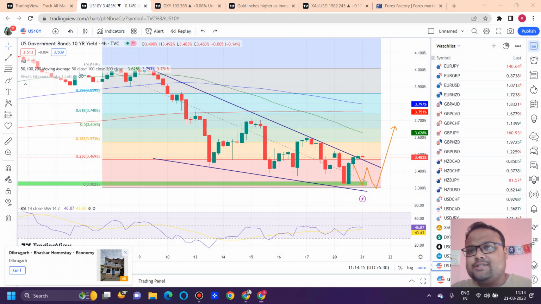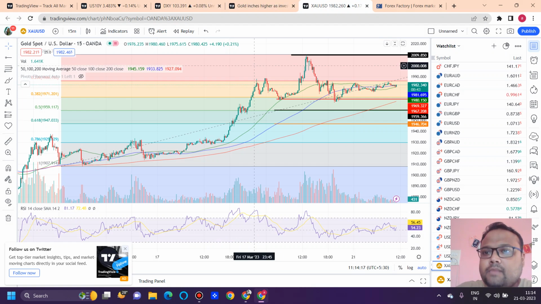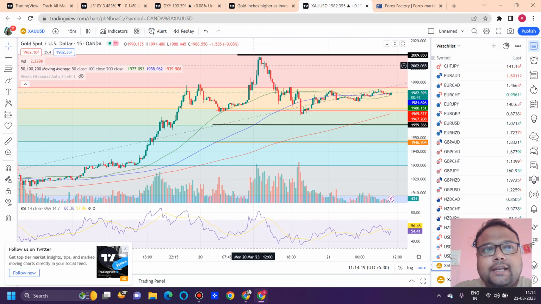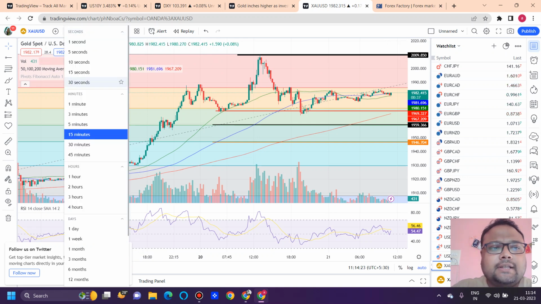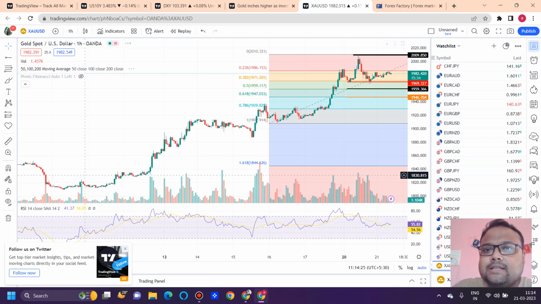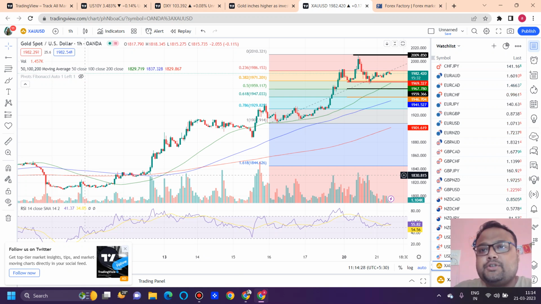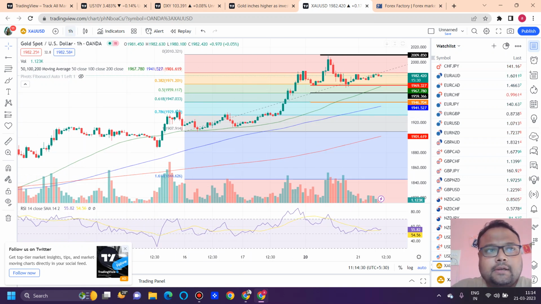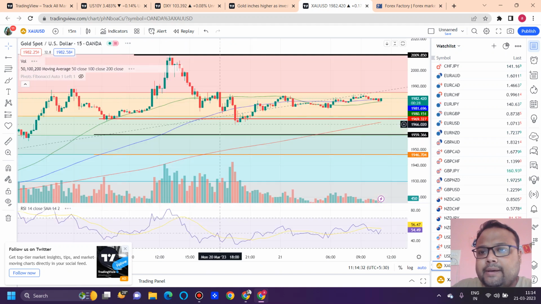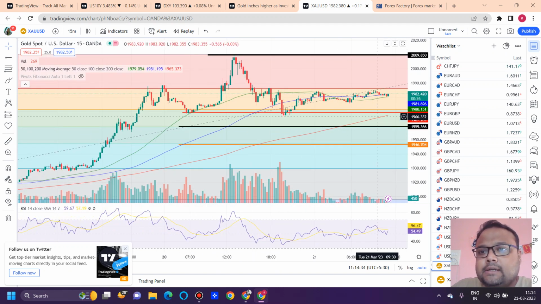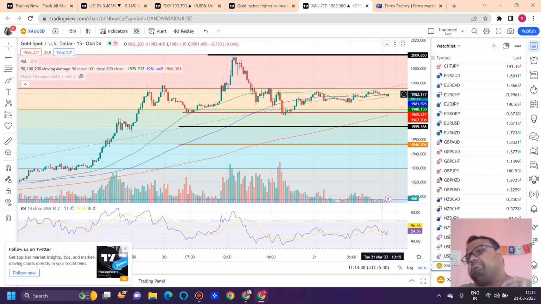So let's look at the chart of gold. Gold is standing at 1982, and right now I'm on a 15 minute time frame. The reason is that on the hourly and 4 hour time frames, you won't get a proper picture. So as a result, I'm using the 15 minute time frame, and on it you can see that gold is standing at 1982 right now. Though all the things are pointing towards an upside, right now gold is silent. It's just like the silence before the storm.